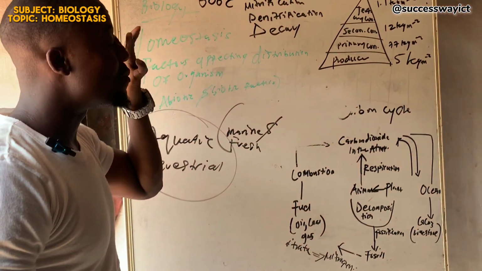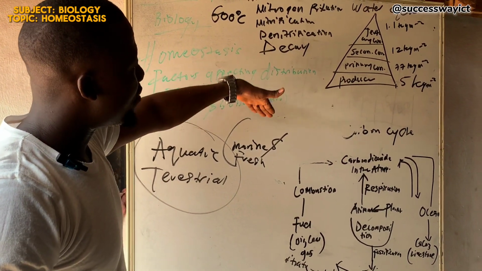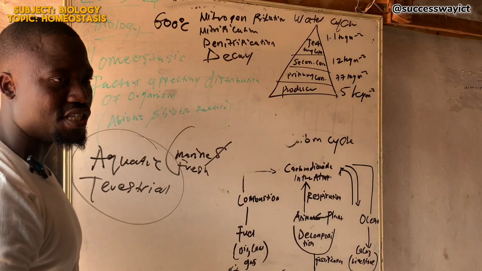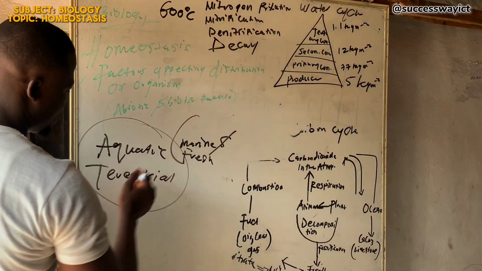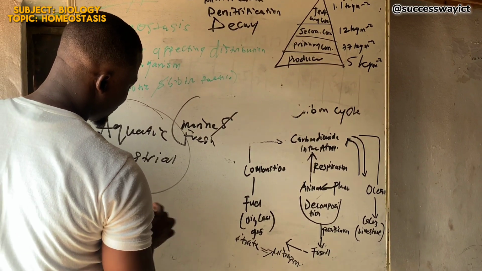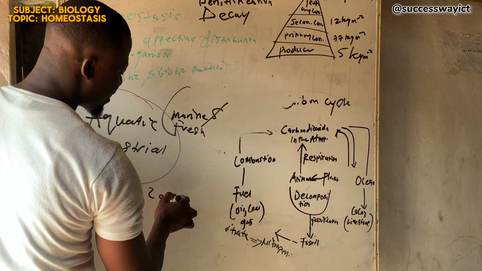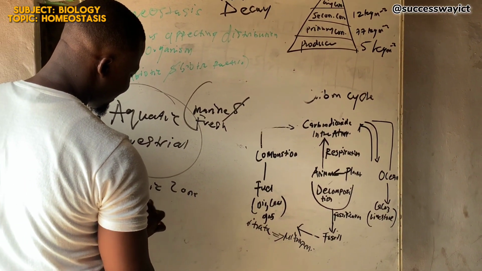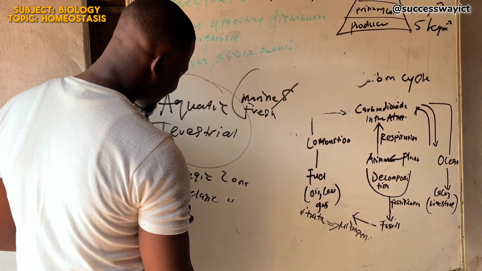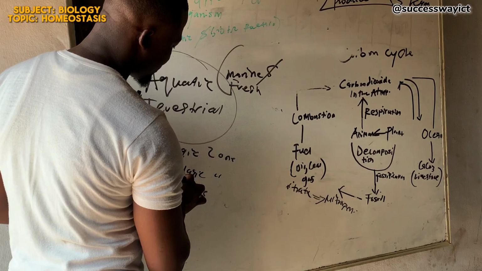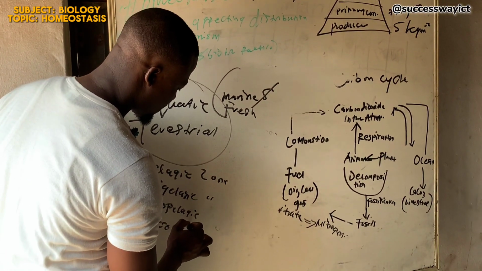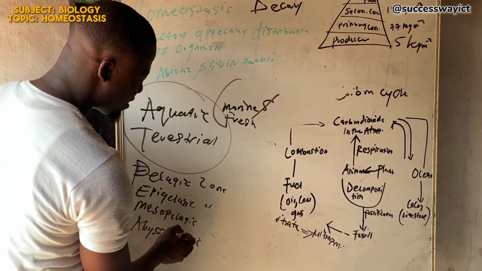Are we together, class? The zones of marine habitat describe the depths of the marine habitat, and also the rate of penetration of light and oxygen in this habitat. The first one I mentioned, what? Pelagic zones, right? The second one is what? Epipelagic. Yes. The third one is what? Benthic. Yes.